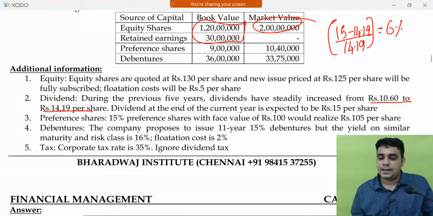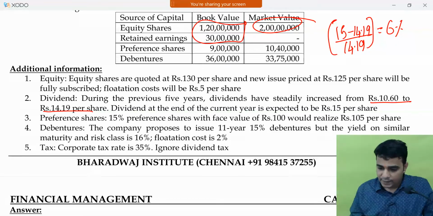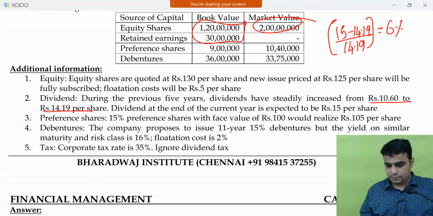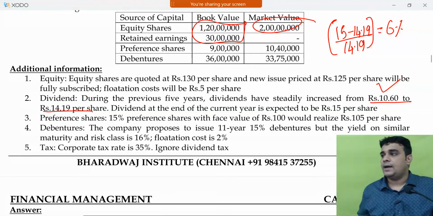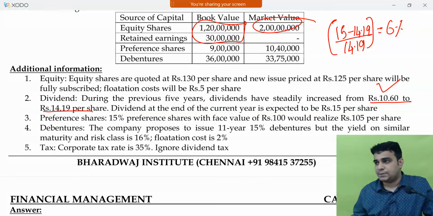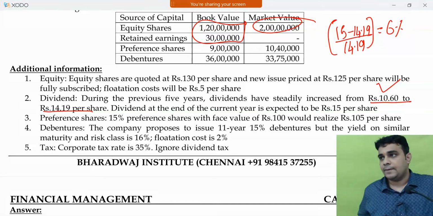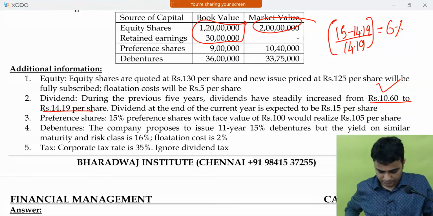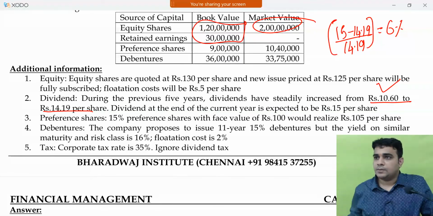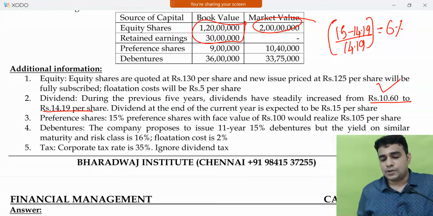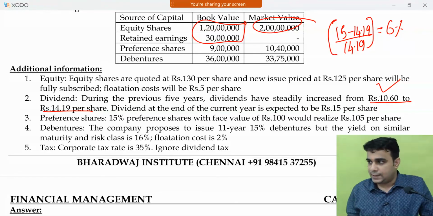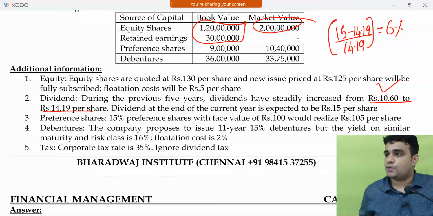In the calculator, start with 10.6 and keep adding 6% for 5 years, plus 6%, plus 6%, and see what number you get. You get about 14. So the growth rate is 6%. They have not given the growth rate directly in the question. 15 minus 14.19 divided by 14.19.